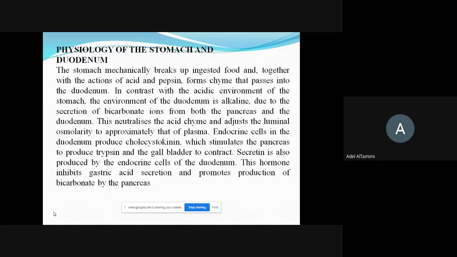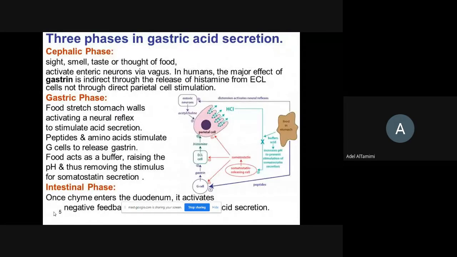Let us skip this. Phases in the gastric acid secretion. There are principally three important phases in the gastric acid secretion. The cephalic phase is stimulated when you take your food, when you see the food, when you taste the food, and when you smell the food.